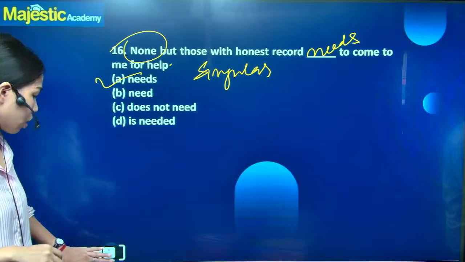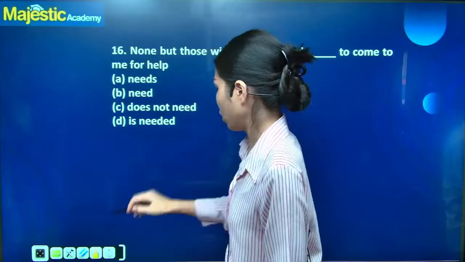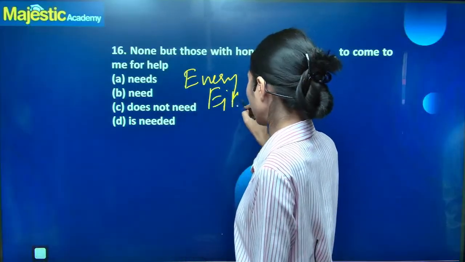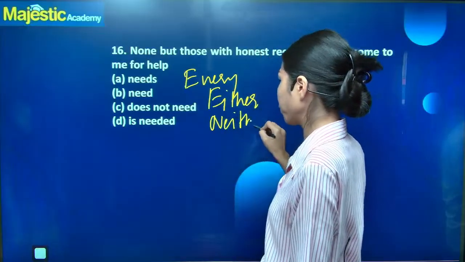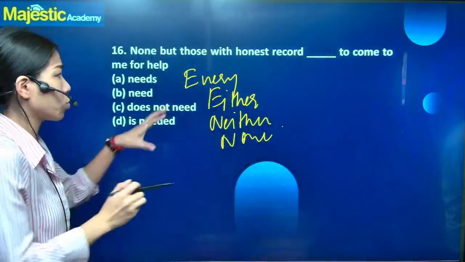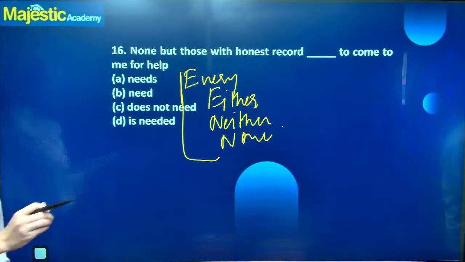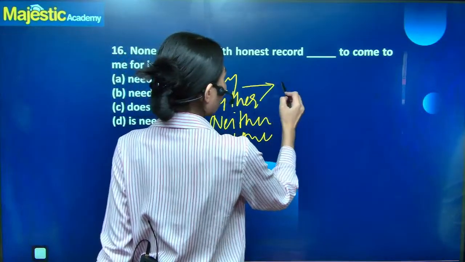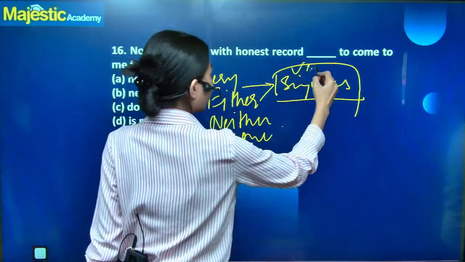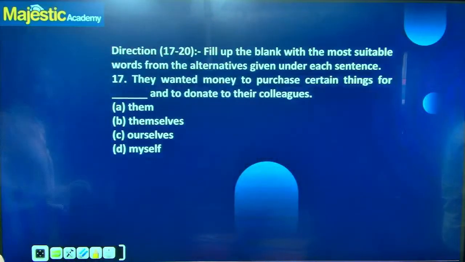So there are certain words through which you can directly go to your answer. For example, the word "every", the word "either", the word "neither", the word "none". So these are the words. If any question starts with these words, you have to directly look at the verb in the question. If the verb is singular, then it's okay. If the verb is not singular, then you have the error then and there only. So the verb has to be singular with this type of words. Okay, let's move to the next question.